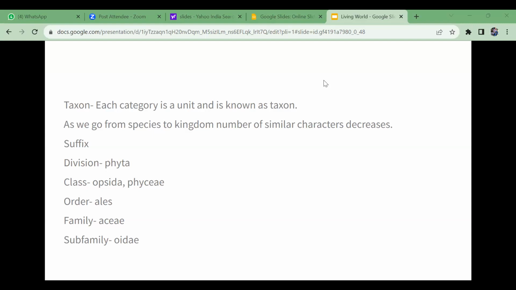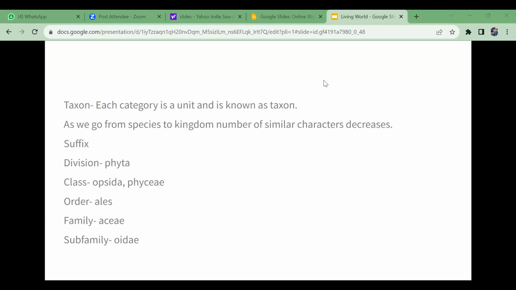In the recent Living World test on the masterclass app, there was a question: binomial nomenclature was first proposed by. I chose the option Carolus Linnaeus, and it was wrong. No, Carolus Linnaeus is the right answer. Okay, I will look into it. So Carolus Linnaeus was the one who did binomial nomenclature.